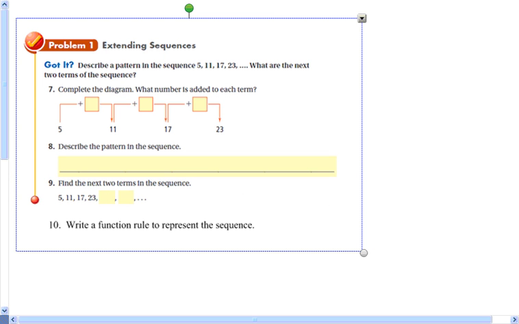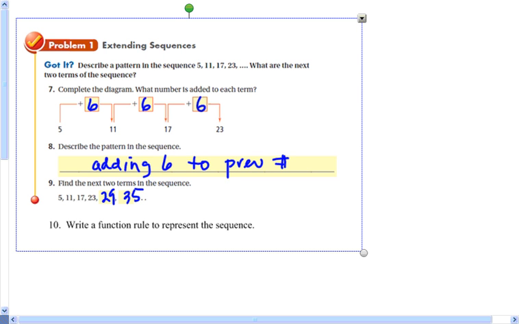All right, so problem 1, extending sequences. Describe a pattern in the sequence 5, 11, 17, 23. To get from 5 to 11, 11 minus 5 is 6. 17 minus 11 is 6. 23 minus 17 is 6. The pattern is adding 6. So it's an arithmetic sequence to the previous number. Next two terms would be 29 and 35.